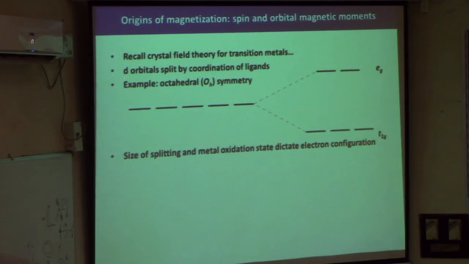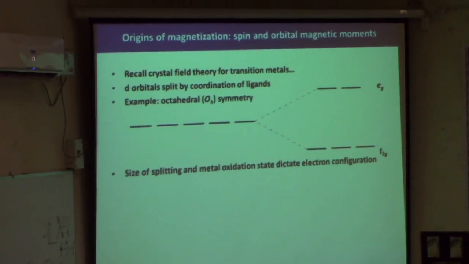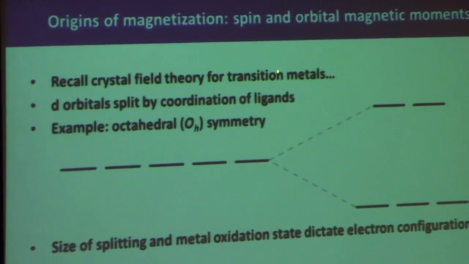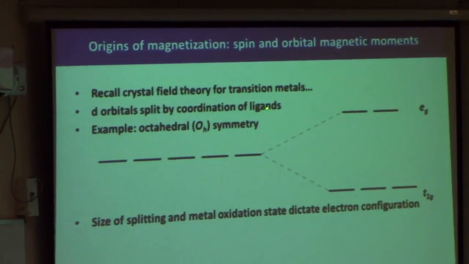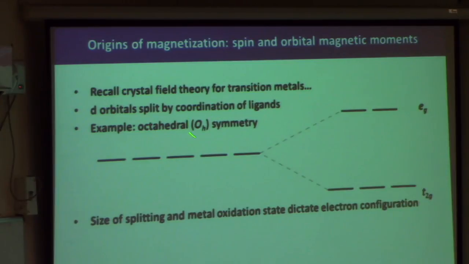Okay, so this is something we've already talked about today. Crystal field theory applied to transition metals, d orbitals split by coordination of ligands. This is an example for octahedral symmetry. We have 1, 2, 3, 4, 5 d orbitals. 3 go down in energy, T2g. 2 go up in energy, Eg.